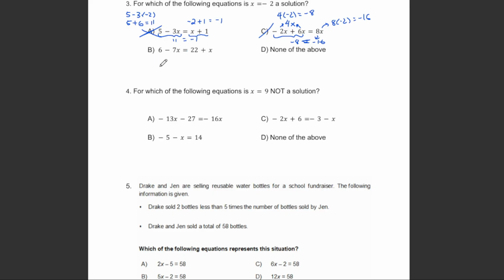How about B then? We've got 6 minus 7 times minus 2. Because of order of operations, I have to multiply this first. So we've got 6 minus, minus turns into positive, 7 times 2 is 14. So 6 plus 14 is 20. On the left, I've got 20. And on the right, I've got 22 plus minus 2, which is just like 22 minus 2. That comes out to 20. So I've got 20 equals 20, and 20 is equal to 20. So x equals minus 2 does make a true equation in B. This is true. So x equals minus 2 is a solution for B.